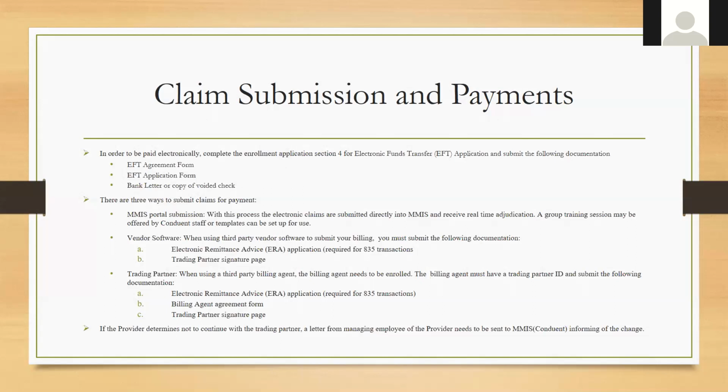Trading partner is when you're using a third-party billing agent. The billing agent also needs to be enrolled. So if you are not using an area agency, but you are using another third-party billing agent, they will need to complete and submit an application and obtain a trading partner ID. It is a unique ID that they use, and they also have to submit the following documentation: the electronic remittance advice, a billing agent agreement form, and a trading partner signature page.